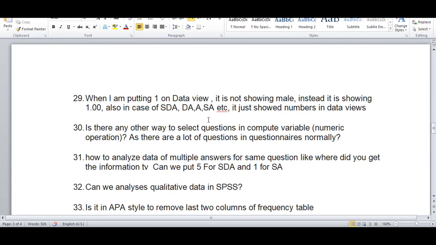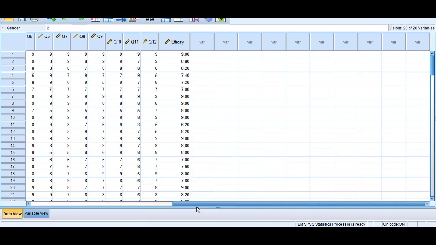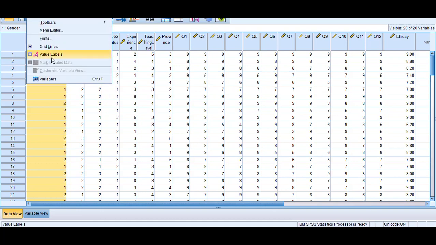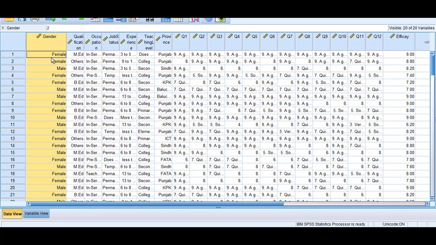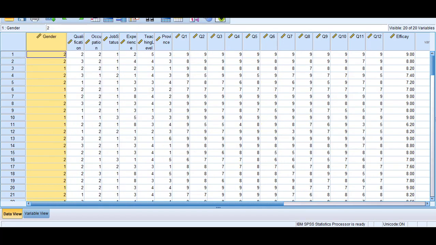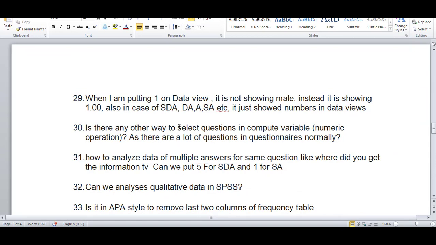Number 29, when I'm putting 1 in data view, it is not showing male, which I already told you. That is basically this variable. See, these are the numbers. You cannot see male and female or other, because you go to View and go to Value Labels. Then you can see the labels, and if you don't want to see the labels, uncheck it. So this is the answer to your question.